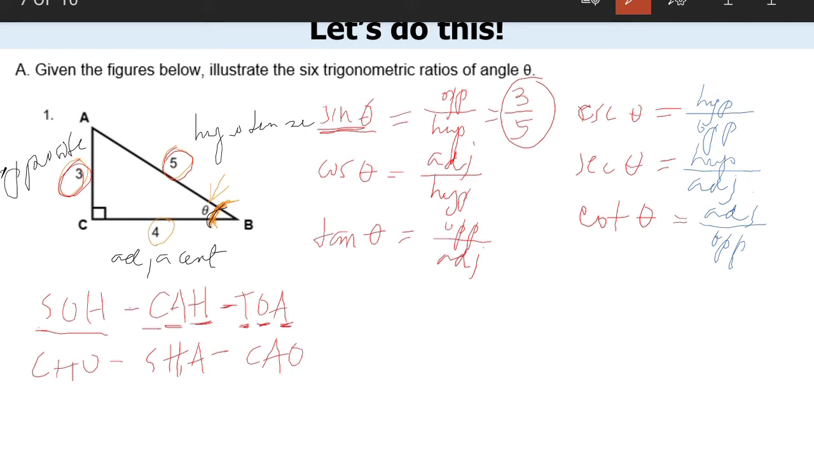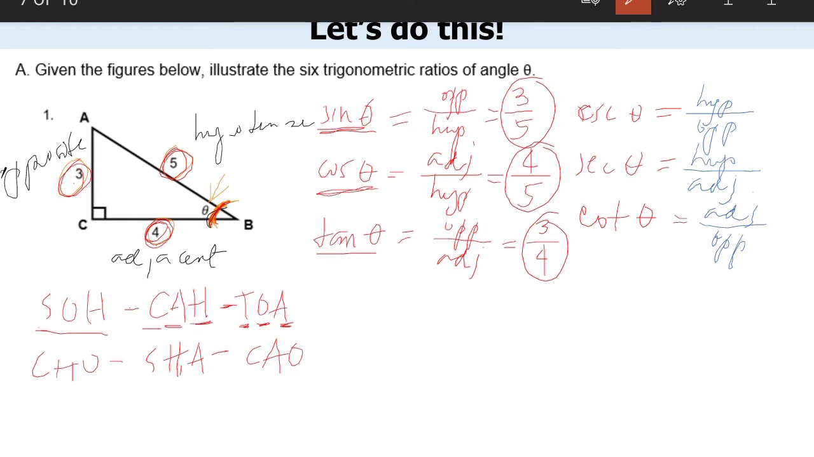How about the cosine theta? So the length of the adjacent side is, what is adjacent? Okay, 4. So you will write here 4. And then the hypotenuse again is 5. So the ratio of your cosine theta is 4 over 5. How about the tangent? Opposite is 3, and then adjacent is 4. So your tangent theta is 3 over 4.